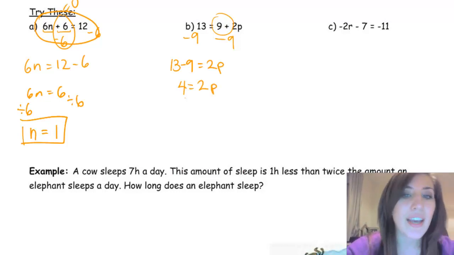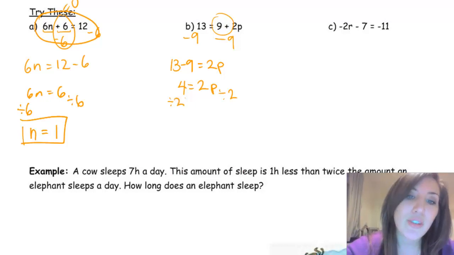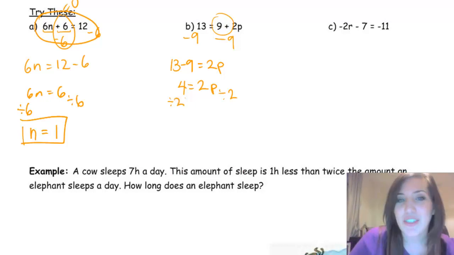Equals 2p. Now 2 times p, what's the opposite? It's division, so I can divide that by 2 to get p all by himself. If I divide one side by 2, I have to divide the other side by 2.